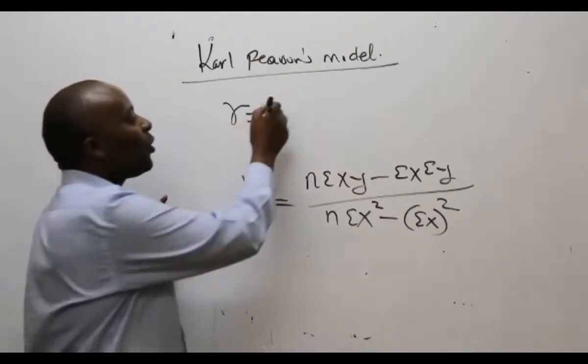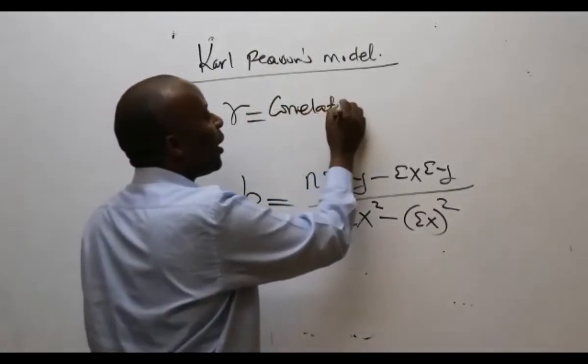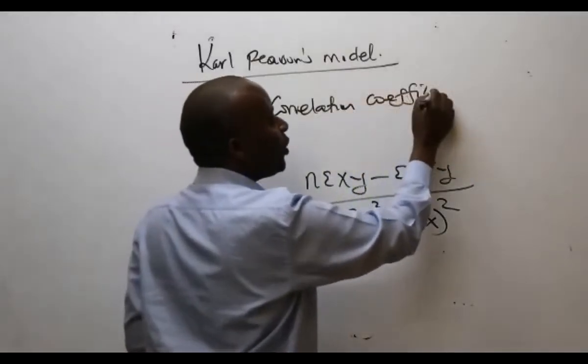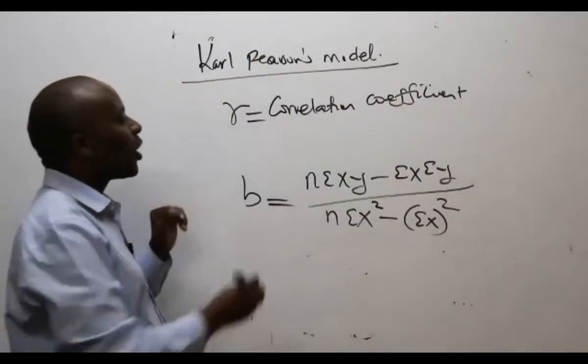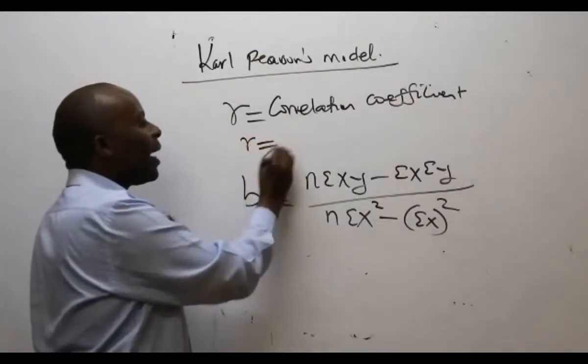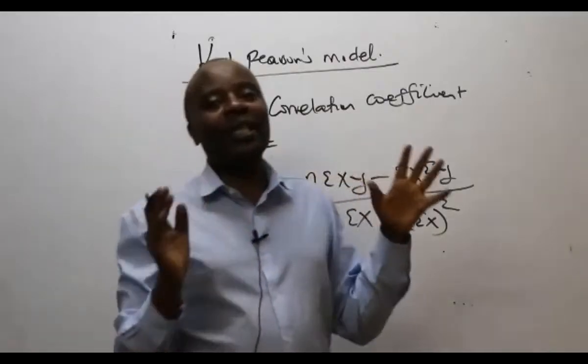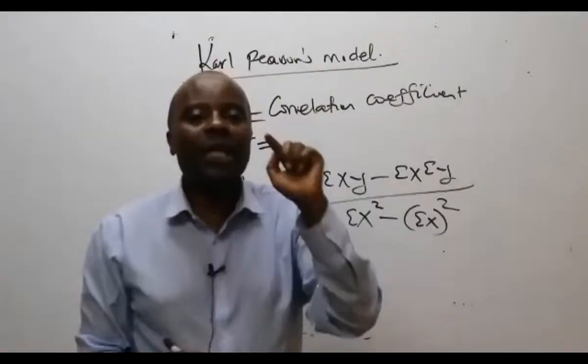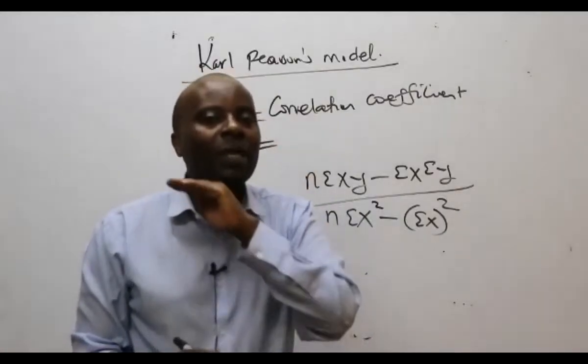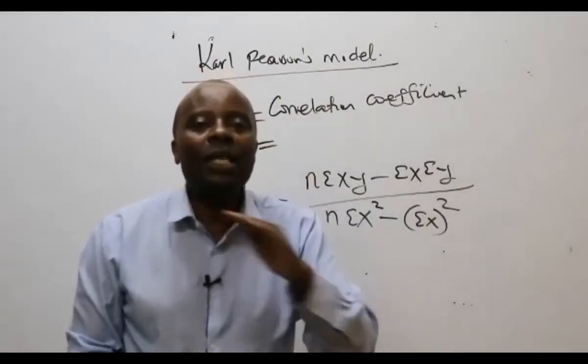R stands for what we call the correlation coefficient. So when you tell me to give you the correlation coefficient, I may forget about so many things, but there is one thing that I will never forget: that the numerator of R and the numerator of B are the same.